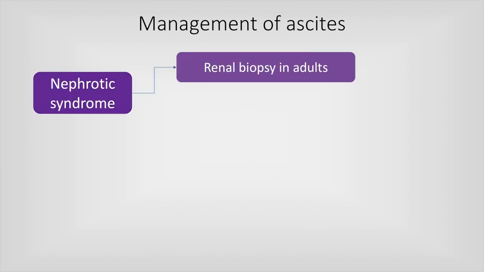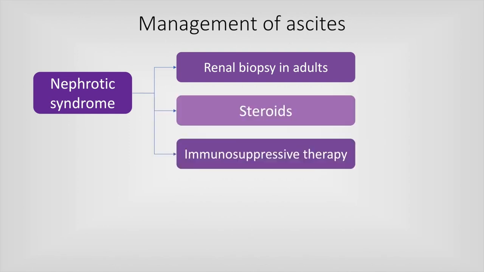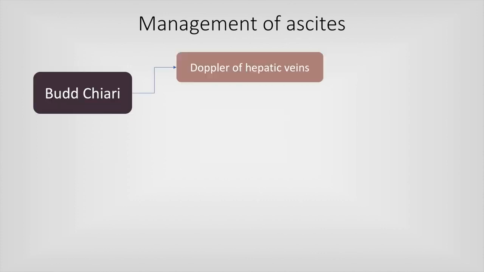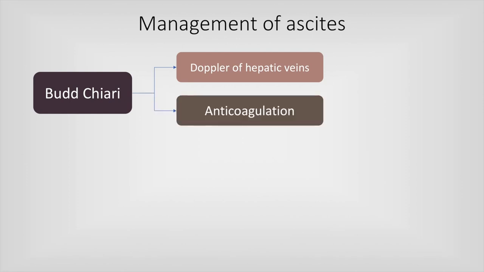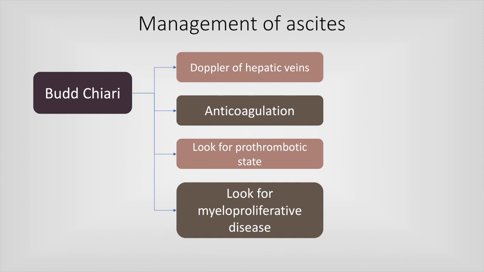Nephrotic syndrome may be managed with renal biopsy in the adults, followed by a definitive diagnosis. We may use steroids and immunosuppressive therapy depending upon the biopsy report. In patients with Budd-Chiari syndrome, we must do a Doppler of the hepatic veins to confirm the diagnosis. We must consider anticoagulation with low molecular weight heparin. We must look for a prothrombotic state as well as for a myeloproliferative disorder.